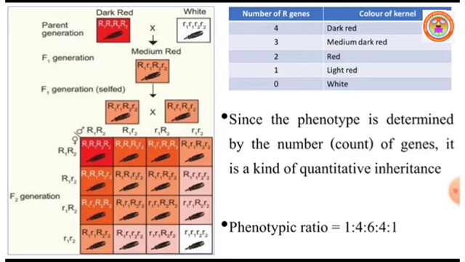You can see the checkerboard in the slide. In the checkerboard, if you observe, when four capital R genes are present, it is definitely dark red. If three capital R genes are present, the color is medium dark red. If two capital R genes are present, it is medium red.